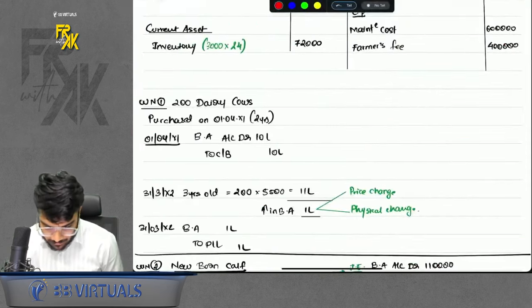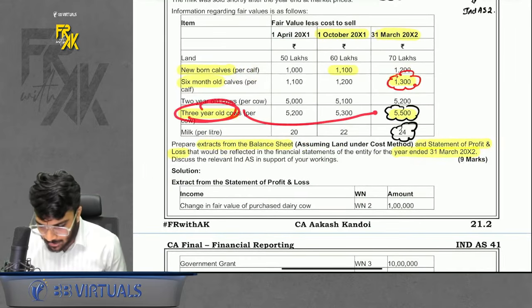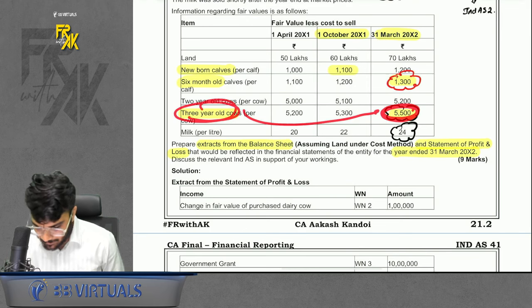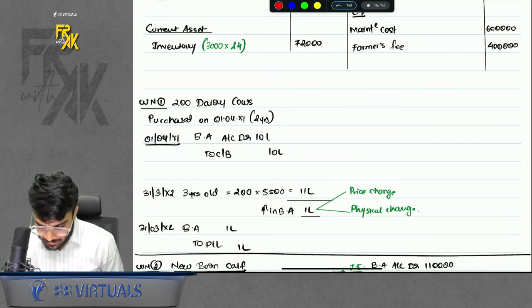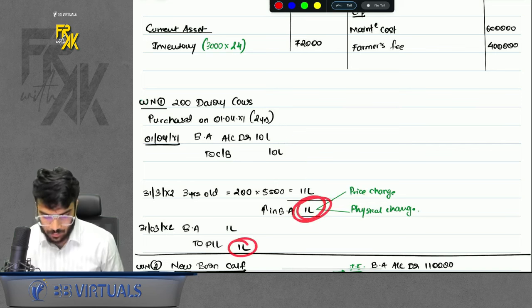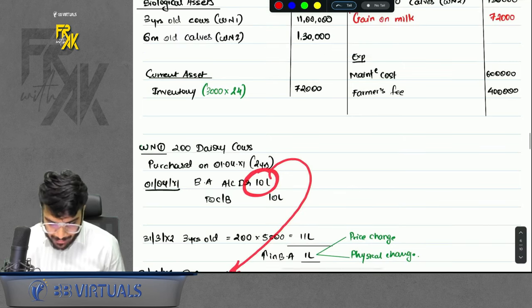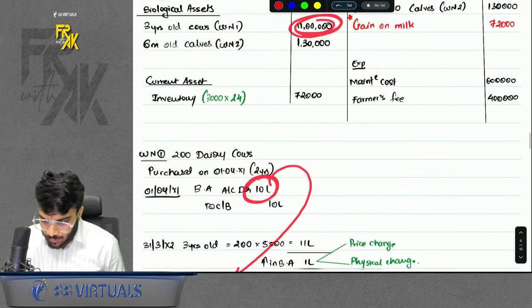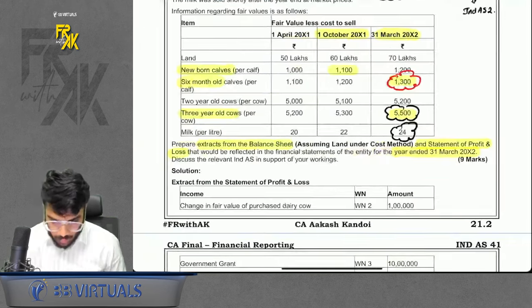So to calculate the value on year end, you will have to come to this table. If they were 2 years old previously, now can I say they become 3 years old? And on year end, their value will be 5,500, right? So from 10 lakhs, their value became 11 lakhs. So whatever the increase is, you will book in profit and loss. So what will be the impact on balance sheet? You had a biological asset of 10 lakhs, increased by 1 lakh. So you will record in balance sheet at 11 lakhs. And for gain, you will record only 1 lakh gain, right? Simple.